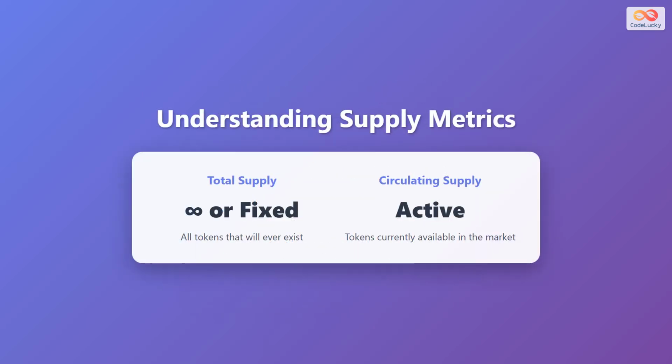Two critical supply metrics help evaluate any cryptocurrency. Total supply represents all tokens that will ever exist, which can be either infinite or fixed depending on the project's design. Circulating supply refers to tokens that are currently active and available in the market for trading and use. The difference between these two metrics reveals how many tokens are locked, reserved, or yet to be released.